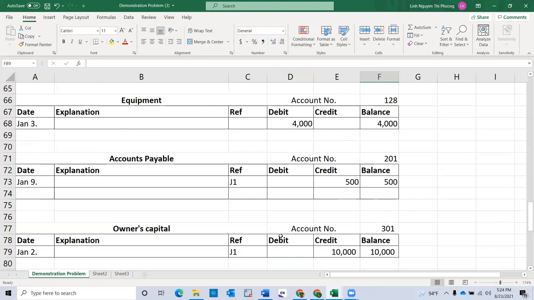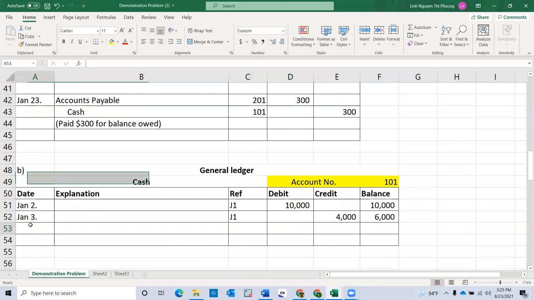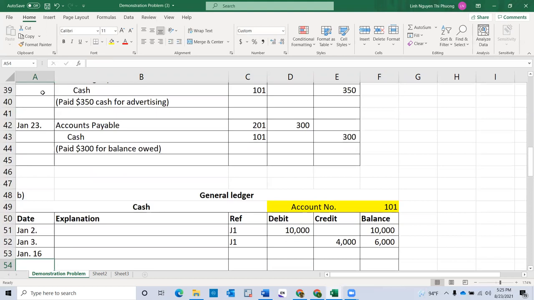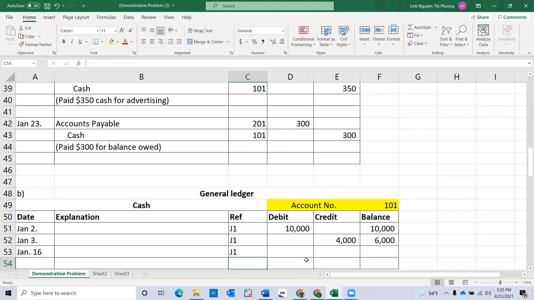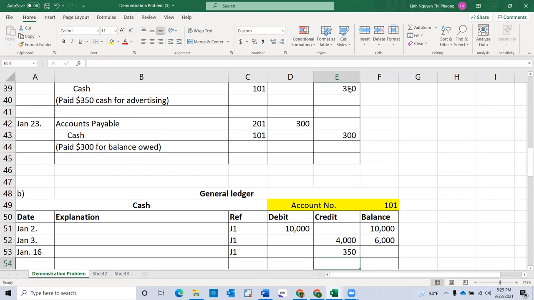And then what next? We pay cash, 350, right? So here in cash, you can press equal sign, January 16, okay, J1. And what do we do? We credit, right? We credit 350. So I'll press equal sign and then 350, okay?